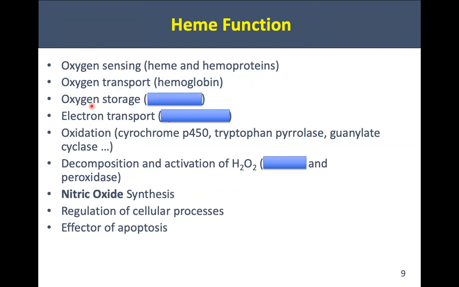Hemoglobin. What's the name for the one that's responsible for oxygen storage? Myoglobin. Responsible for electron transport? Cytochromes. Remember, all of these contain heme. We already talked about how the cytochrome P450 enzyme also contains heme, and this is going to be important later.